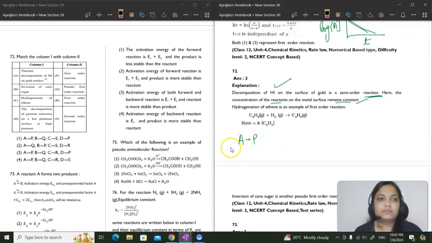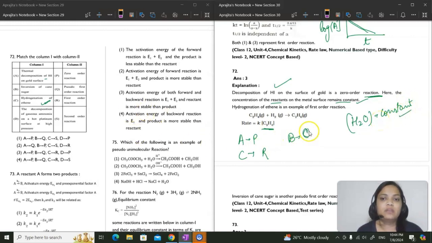Now hydrogenation of ethene is a first order reaction because the rate will depend on the concentration of ethene. And inversion of cane sugar, so for C I can write it's a first order reaction which is R, and for B, inversion of cane sugar is a pseudo first order reaction because there the concentration of H2O will be taken as constant. So for B it's Q, and for D we are just left with S.